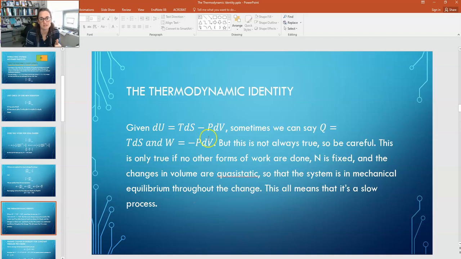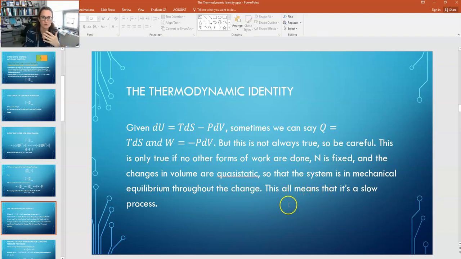Remember that the minus PdV expression doesn't encompass all forms of work. It only encompasses compression expansion work that's done for gases. There's other kinds of work, lots of them. So if there's other forms of work in your change, then this expression won't work. It only works for fixed n. If you allow the number of particles to change, then this expression, Q is TdS and work is minus PdV, doesn't hold. And it also only works if the changes in volume are quasi-static, so that the system is in mechanical equilibrium throughout the change.